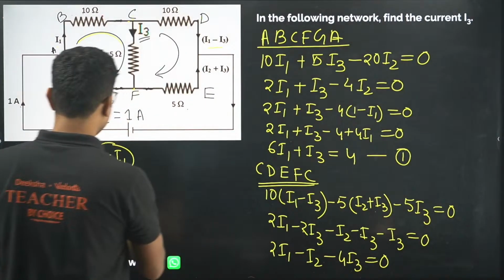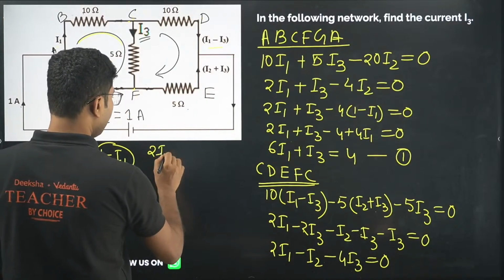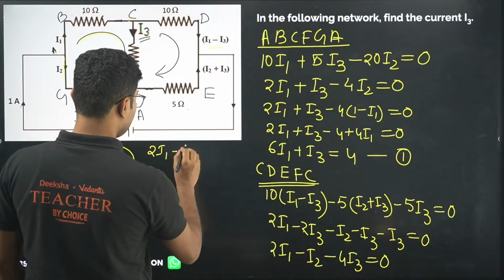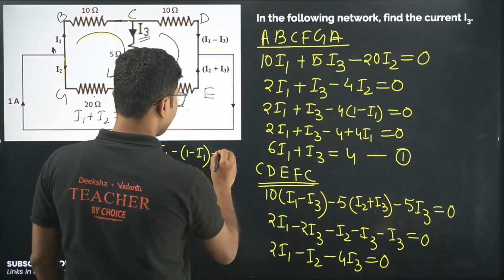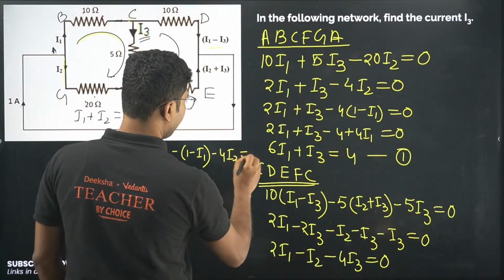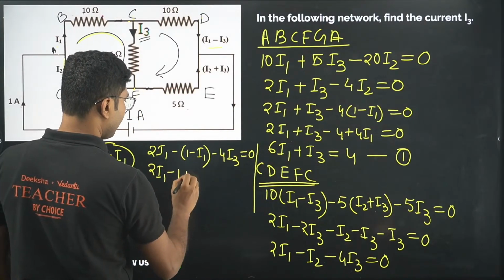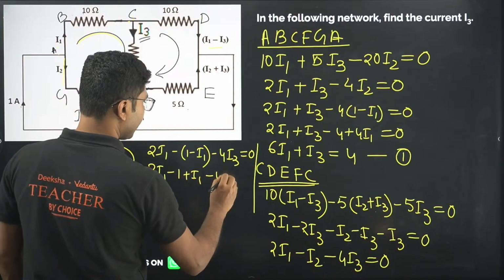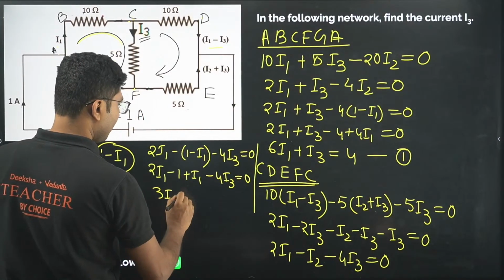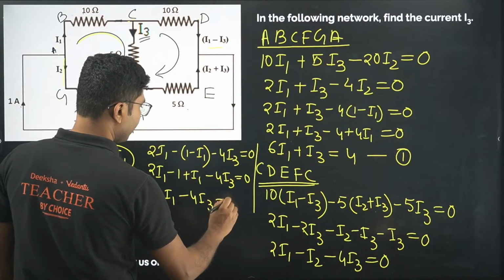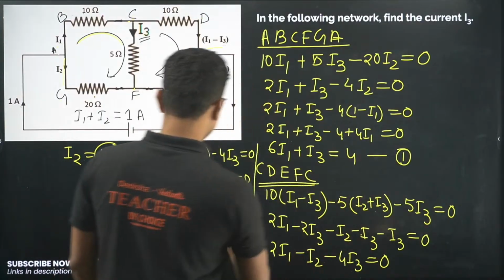Now second equation, again we have to put this value instead of I2, so we get 2I1 minus 1 minus I1 minus 4 I3 equals to 0, or 2I1 minus 1 plus I1 minus 4 I3 equals to 0, or 3I1 minus 4 I3 equals to 1. So this is our equation number 2. So we got equation 1 and equation 2. We have to simplify this.